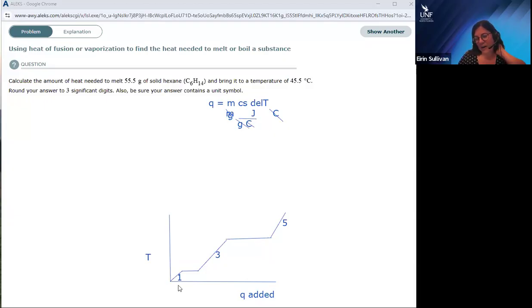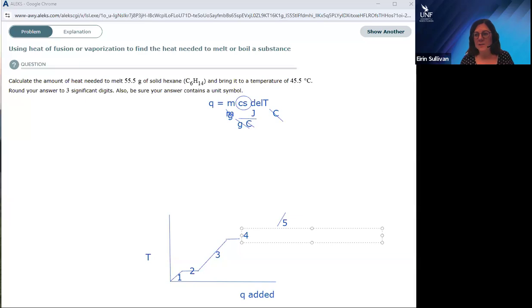So that is going to apply to whether we're heating up a solid, a liquid, or a gas. But be aware, specific heat capacity will be defined for the solid, liquid, or gas phase of something, so make sure you get the right one. So then what about section 2? Section 2 is melting. Section 4 is boiling.